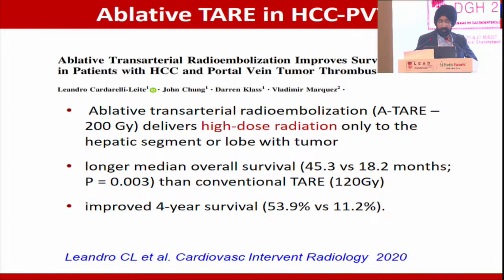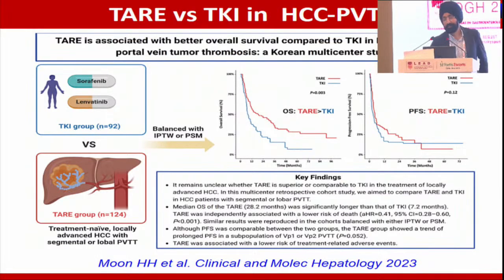Now, this is another paper which shows that ablative treatment with TARE, as opposed to conventional treatment, is obviously a higher dose. These guys have a huge improvement in overall survival from 18 months to 45 months compared to conventional TARE, and 4-year survival is about 53%. And this is a comparison of TARE versus TKI, and it's pretty clear that the overall survival with TARE is far better, although recurrence-free survival was similar.